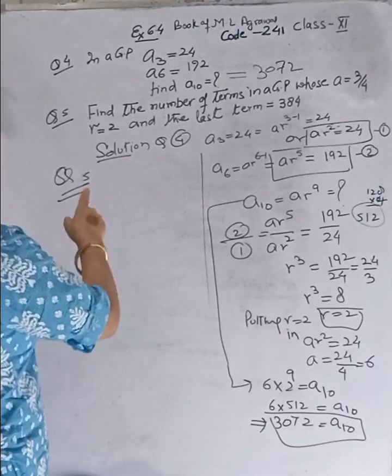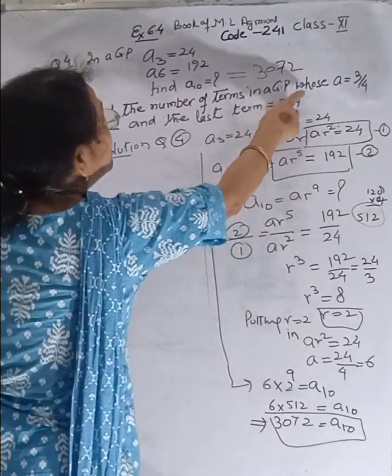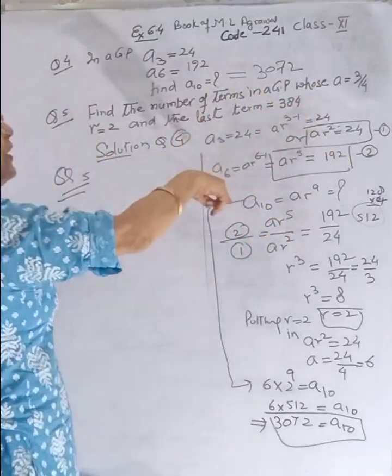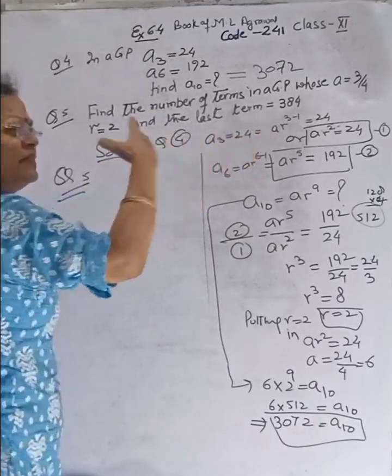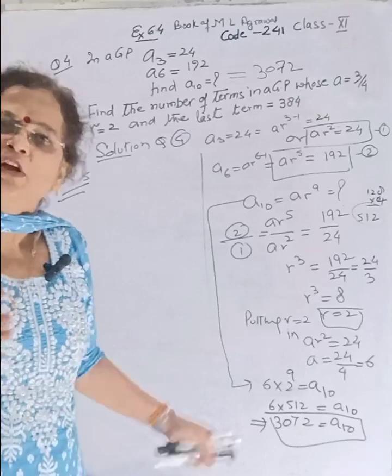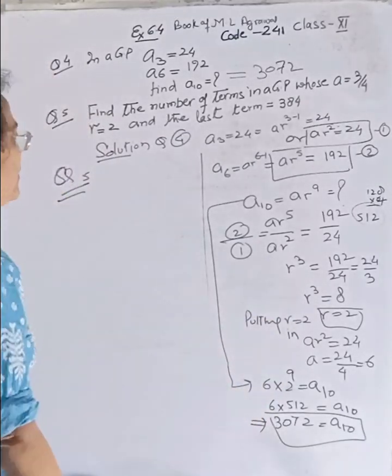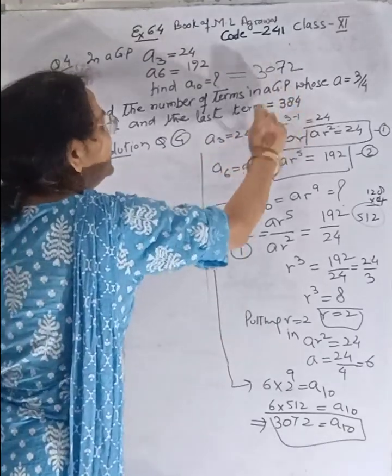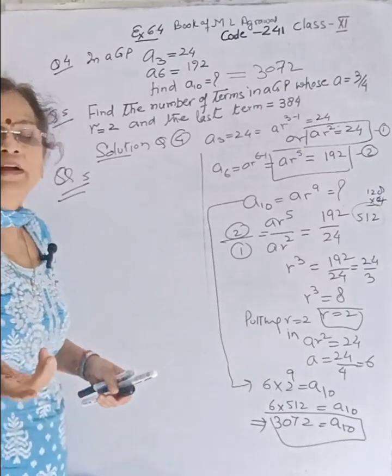Nothing else. Find the number of terms in a GP whose A is equal to 3 by 4 and R is equal to 2. And the last term is given to us. It means we have to find the total number of terms. Suppose I have the total number of terms in the GP, so that the value of the last term will be this. So that we have to find A and R, then we can find N.